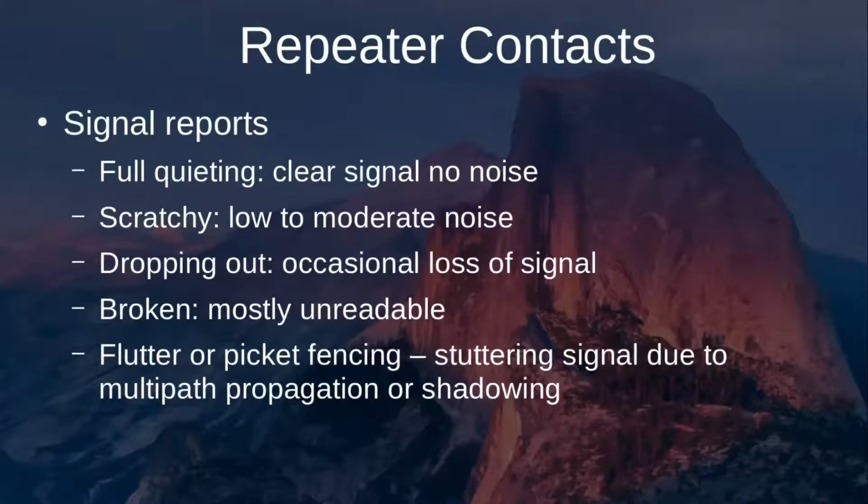A broken signal mainly refers to your signal being unreadable. So you may be getting too far away from the repeater, or in an area where there are a lot of obstacles resulting in a very broken RF signal or weak transmission. Flutter or picket fencing, as we covered in previous lectures, refers to a stuttering sound of your signal that's due to multipath propagation or shadowing from nearby objects.